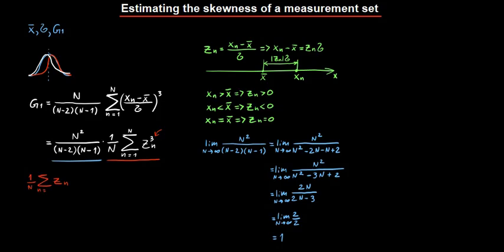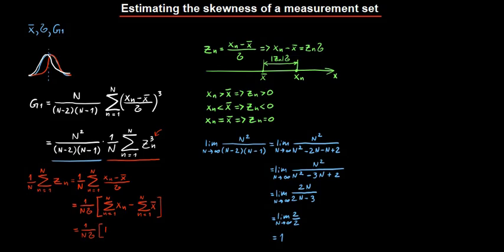little n goes from 1 to big N, equals 1 over n times the sum of x sub n minus the average over the sample standard deviation, where little n goes from 1 to big N. This equals 1 over n times the standard deviation times the sum of x sub n, where little n goes from 1 to big N, minus the sum of the averages in the same range. This can be simplified as 1 over n times the standard deviation times n times the average minus n times the average, which is equal to 0.